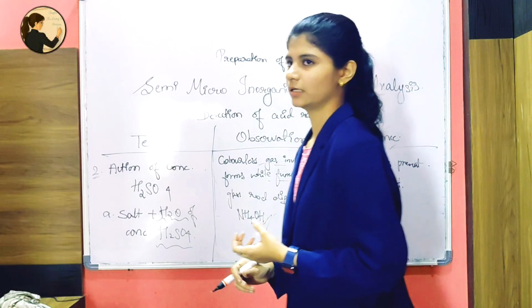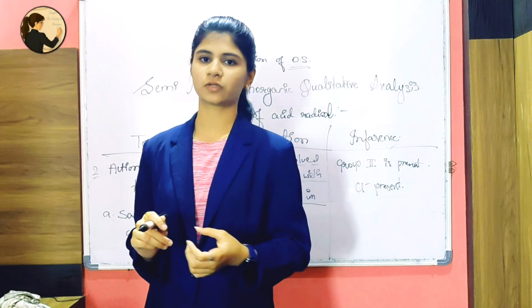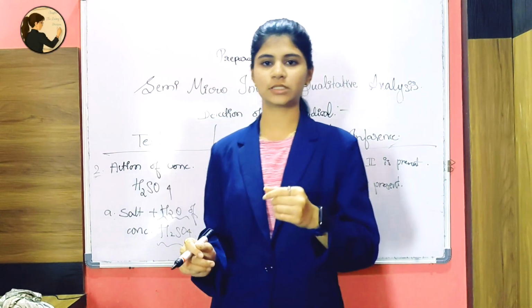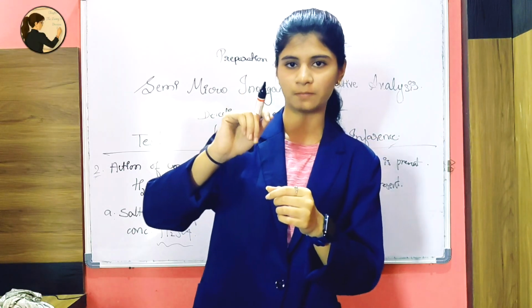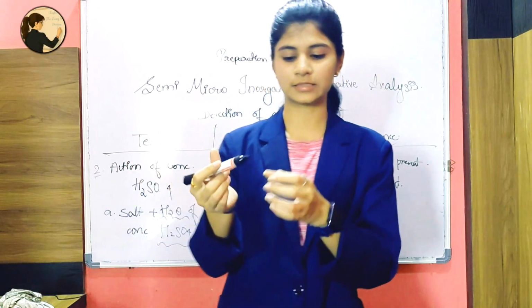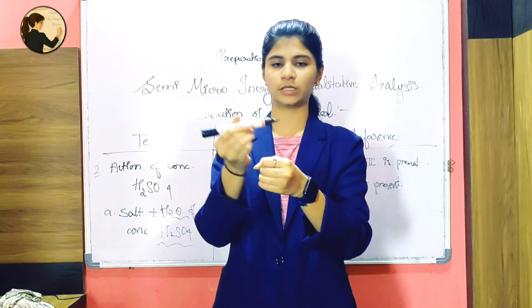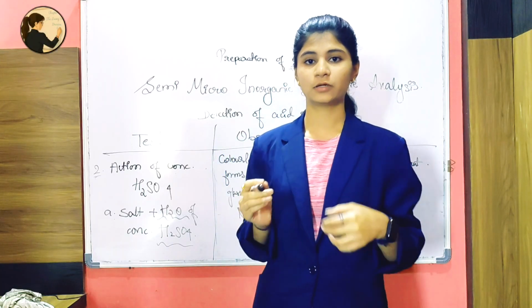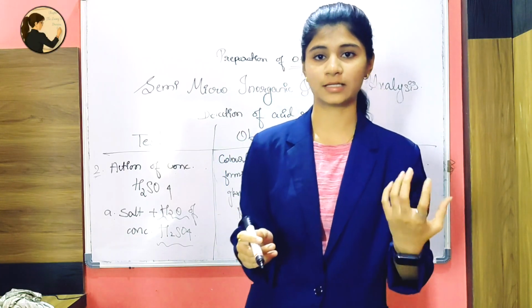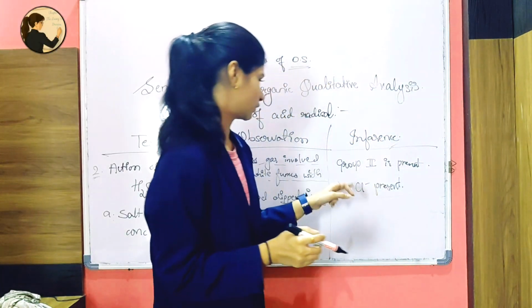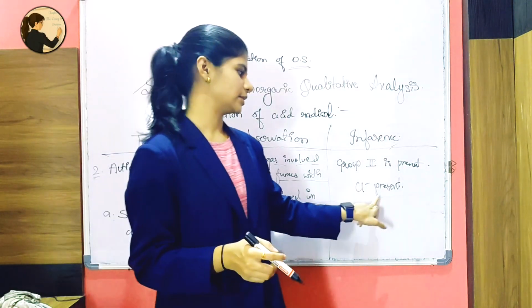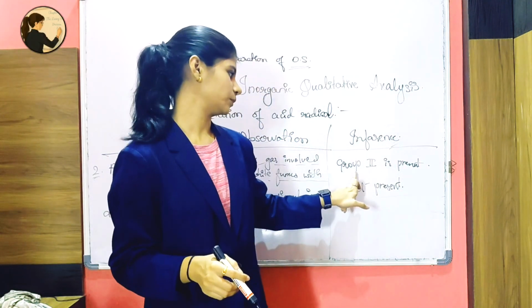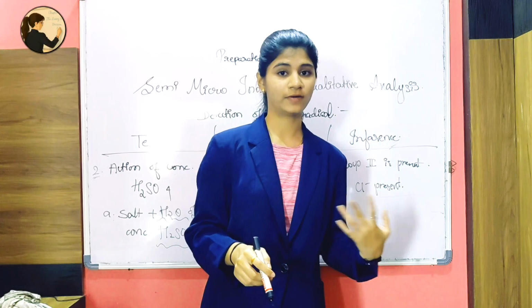So as I said, first of all you will dip the glass rod in the NH4OH and you will just put it above the test tube like this. If this is the test tube, then you will just do it like this. Then you will get white fumes coming out from the test tube. So in inference, what are you going to get? Cl minus is present. So group 2 will be present in this detection of acid radical.